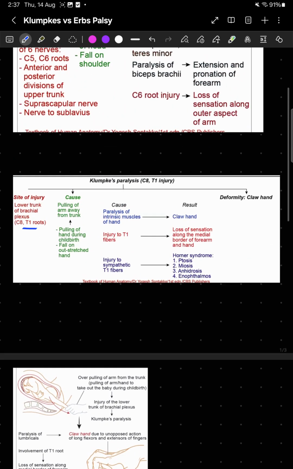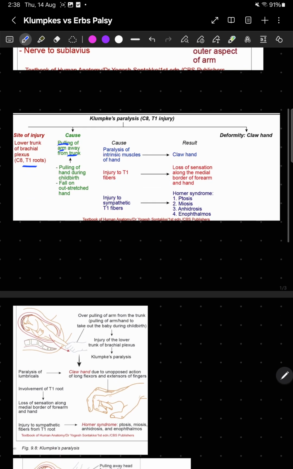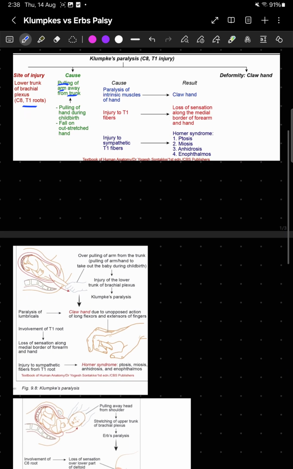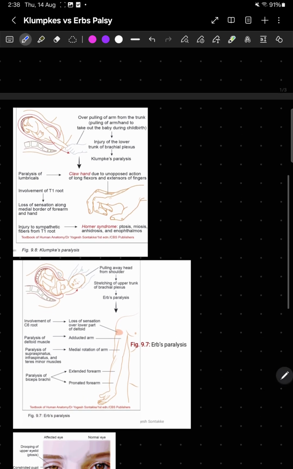As we can see here, whenever there is an increase in the angle between the head and the shoulder, that will be the cause of Erb's paralysis. And whenever we are pulling the arm away from the trunk, it is called Klumpke's paralysis. The common instances where Erb's paralysis occurs are depicted here. In this picture we can see we are pulling the baby's head, and whenever the head is pulled away from the shoulder, it will injure the upper trunk of the brachial plexus and cause Erb's paralysis.